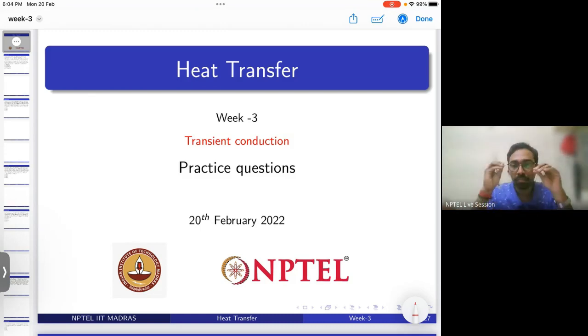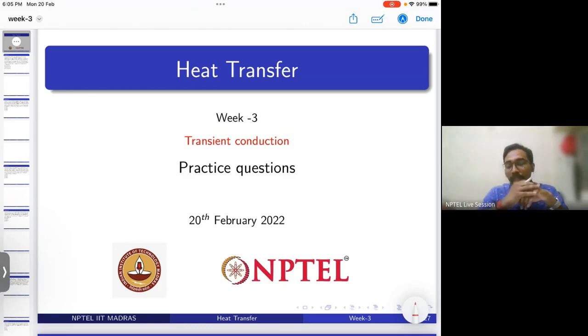Then, the simplified transient conduction case is the lumped capacitance model, where we assume that the temperature inside the body is isothermal. So that is the lumped capacitance model. That's not a multidimensional problem. The temperature is a function of only time. So that's a simple case of transient conduction.